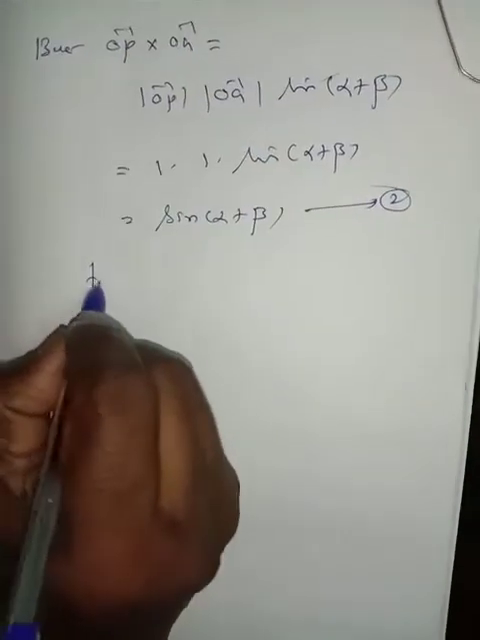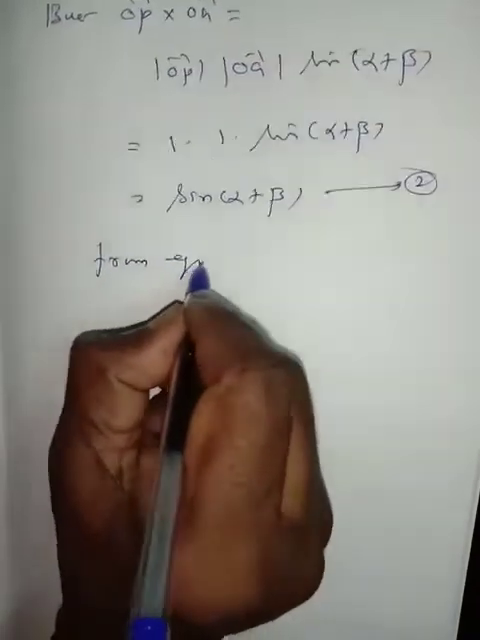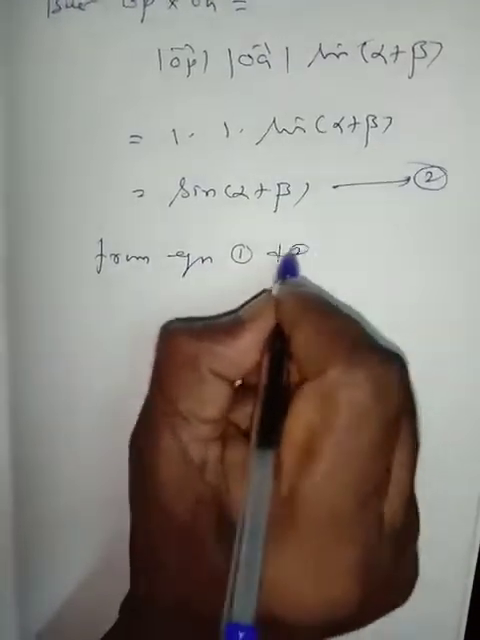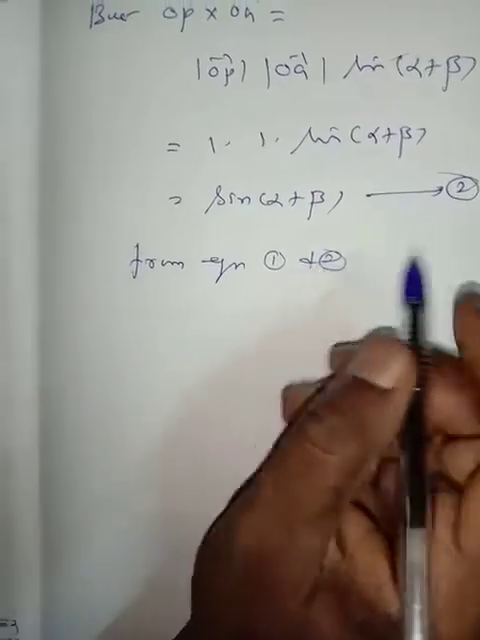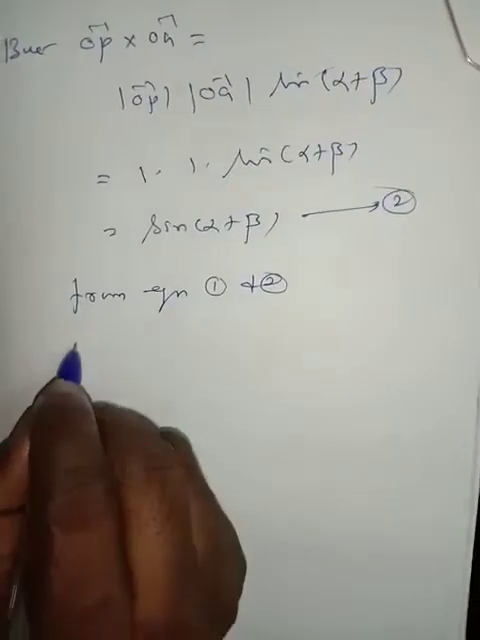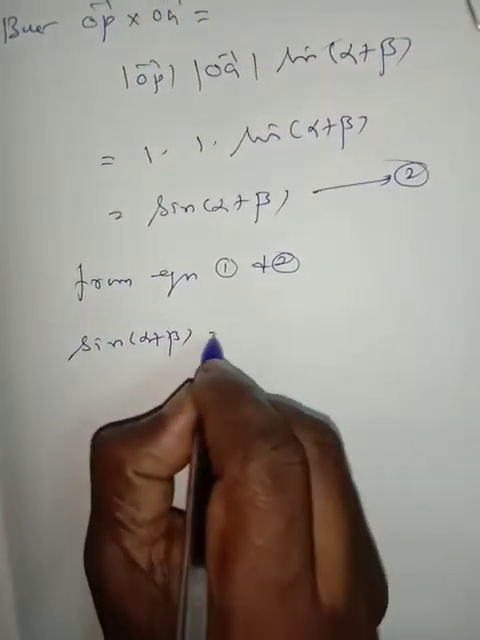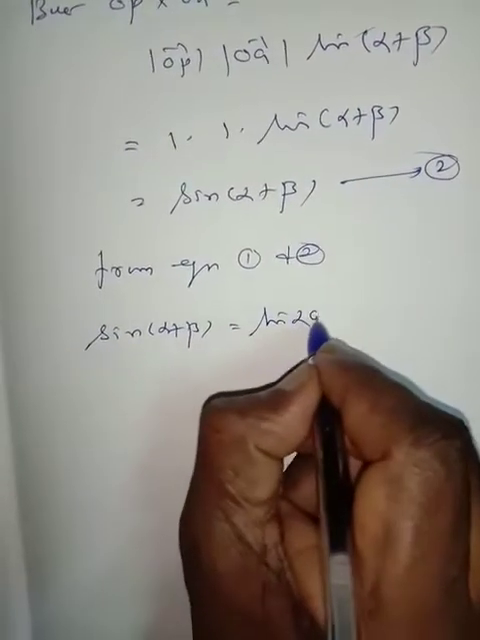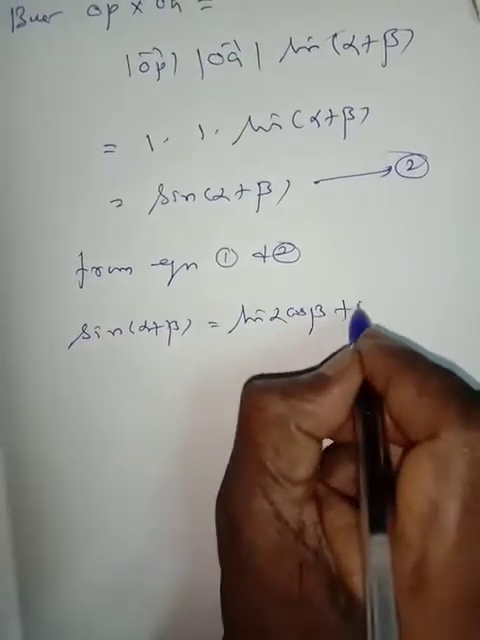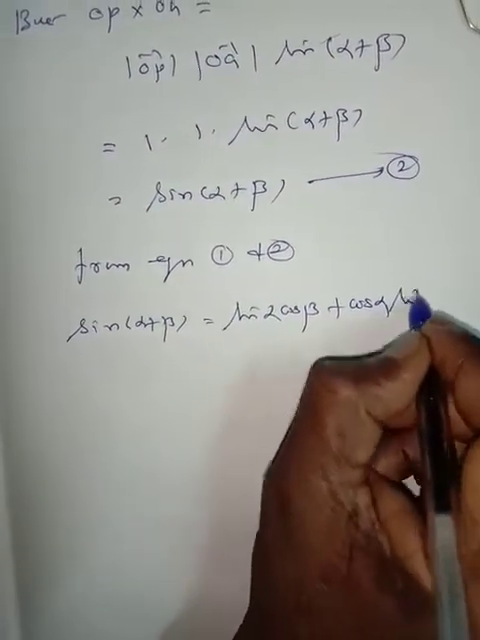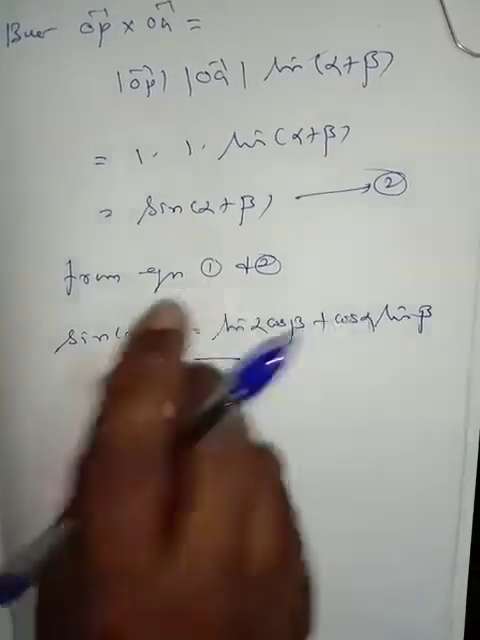This is equation number 2. From equation number 1 and 2, the LHS are equal. Therefore, the RHS will be equal. Sin of alpha plus beta is equal to sin alpha cos beta plus cos alpha sin beta. Hence the result.